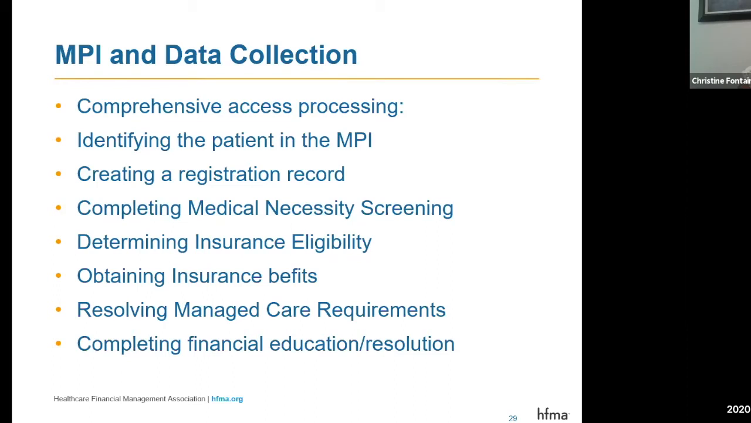For patients with no MPI number, a new medical record will be generated. Required information includes the patient's full legal name.